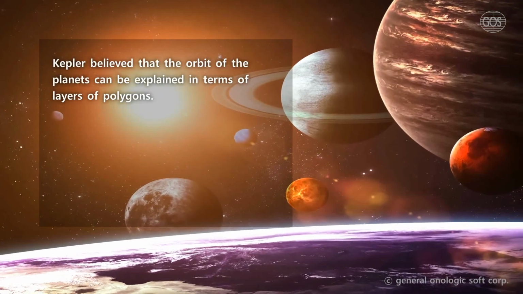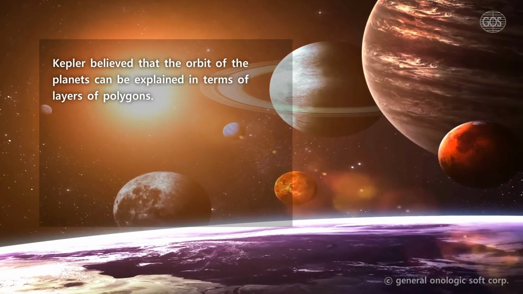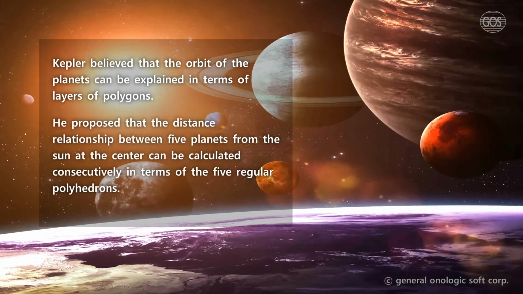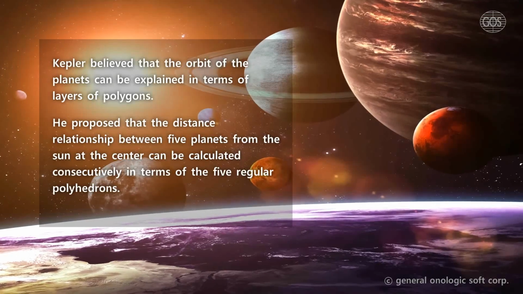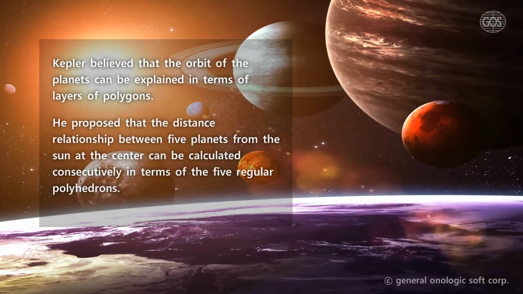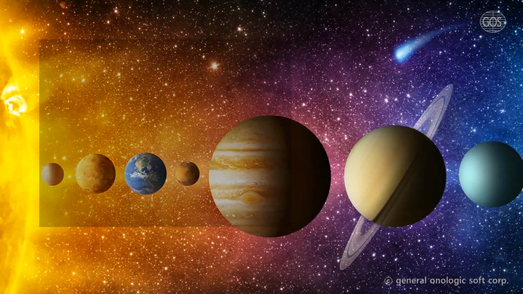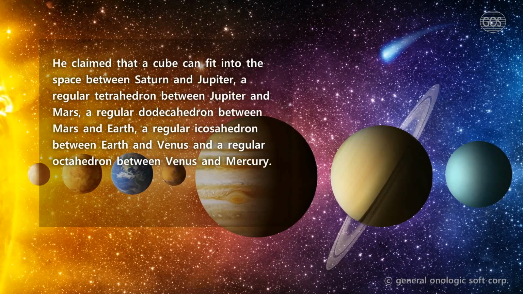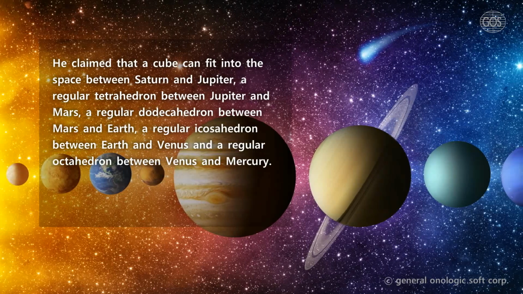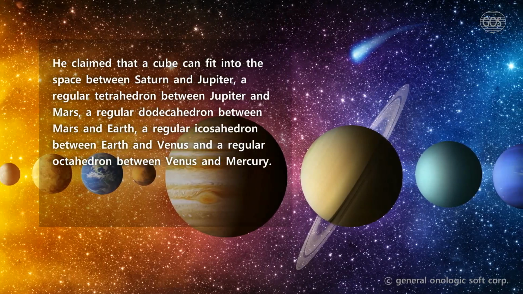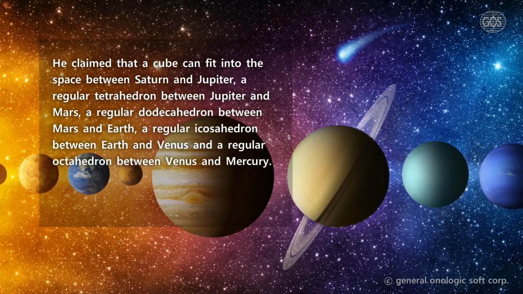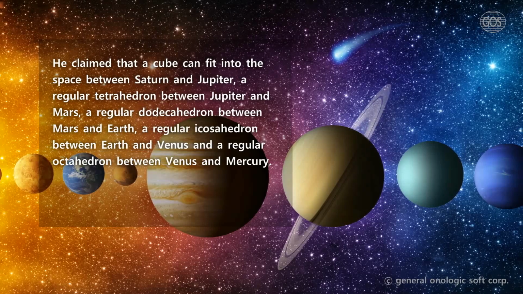Kepler believed that the orbit of the planets can be explained in terms of layers of polygons. He proposed that the distance relationship between 5 planets from the Sun at the center can be calculated consecutively in terms of the 5 regular polyhedrons. He claimed that a cube can fit into the space between Saturn and Jupiter, a regular tetrahedron between Jupiter and Mars, a regular dodecahedron between Mars and Earth, a regular icosahedron between Earth and Venus, and a regular octahedron between Venus and Mercury.